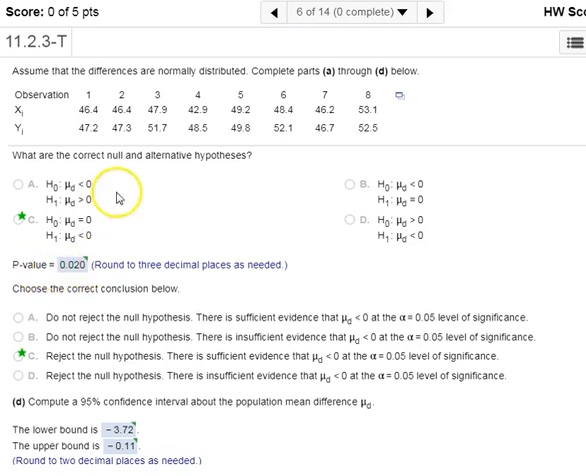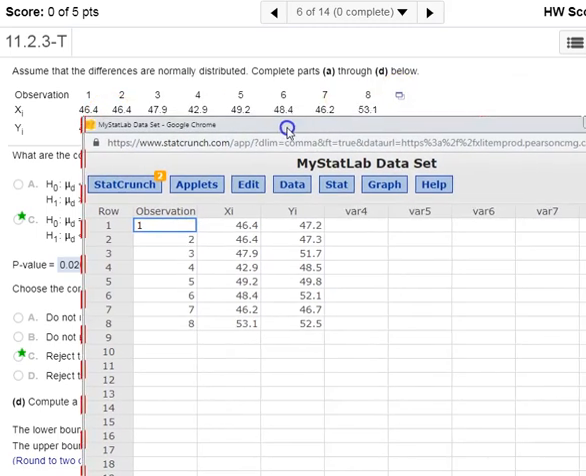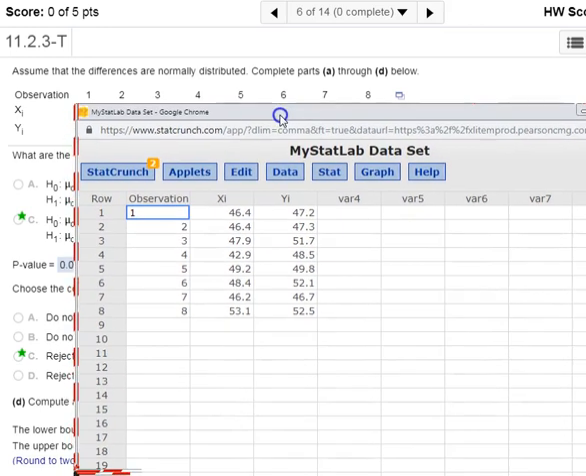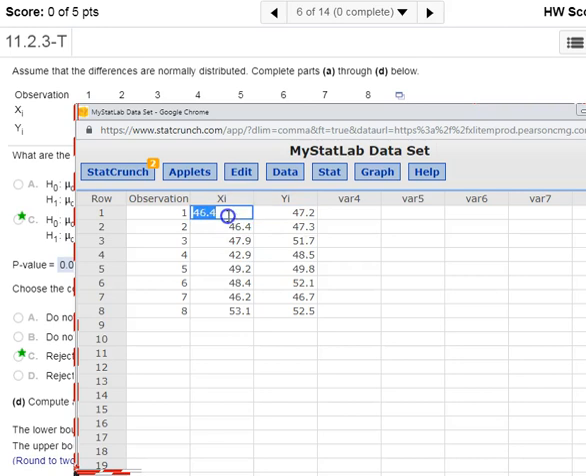And now to find the p-value for our data here, first we would want to open it in StatCrunch. And notice that we have paired data here. This is a dependent sample. There's 8 separate observations, and for each observation we have our 2 samples, or our 2 pieces of data, one in each sample, and they're paired up nicely here for each observation. So we have 8 pieces of paired data.